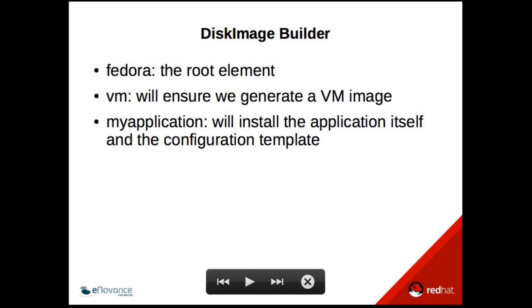So with just calling 3 elements, like in this example, Fedora, VM, and my application, I can just get an image that will just contain my application with a root file system that will be Fedora, and with the VM element, which means it will get cloud-init, and at the end, I will get a qcow2 image.